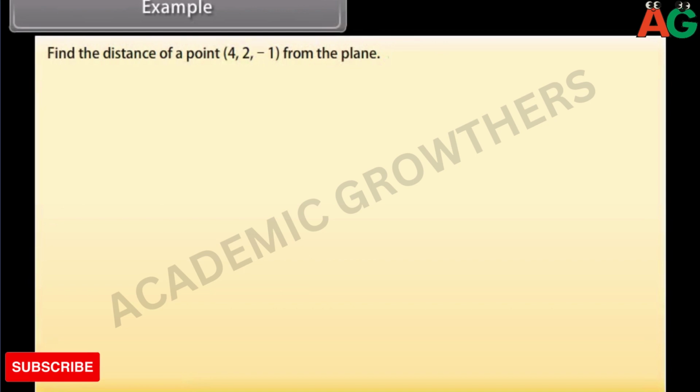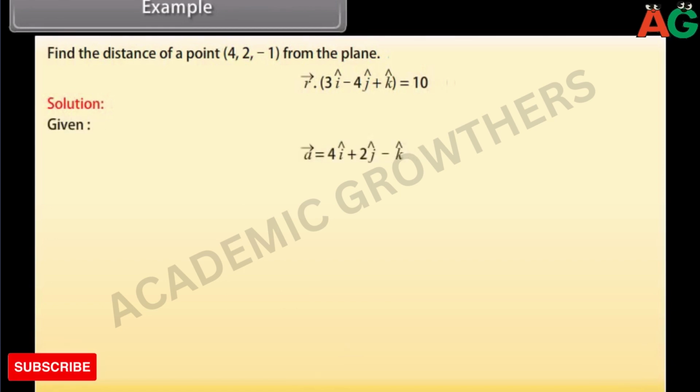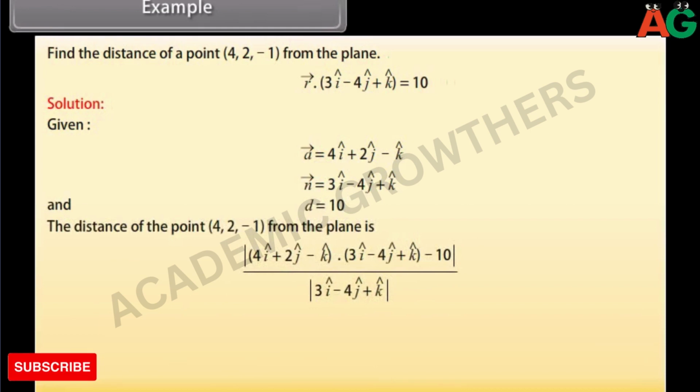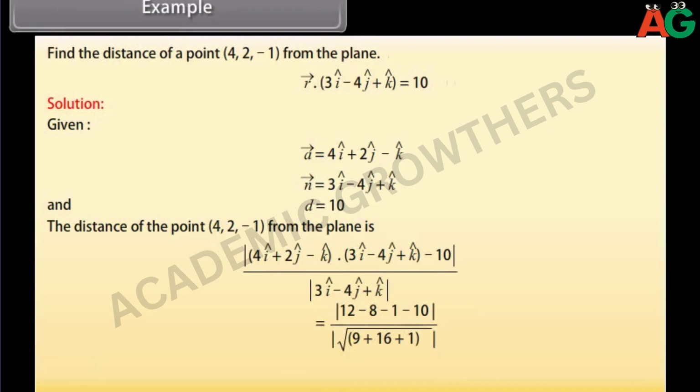Example. Find the distance of a point 4, 2, minus 1 from the plane. Solution. Given vector A equals 4 cap i plus 2 cap j minus cap k. Vector n equals 3 cap i minus 4 cap j plus cap k. And d equals 10. The distance of the point 4, 2, minus 1 from the plane is equal to modulus of 12 minus 8 minus 1 minus 10 by modulus of square root of 9 plus 16 plus 1 equals 7 by square root of 26.